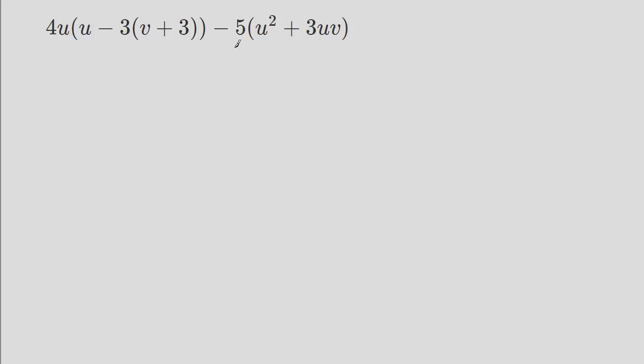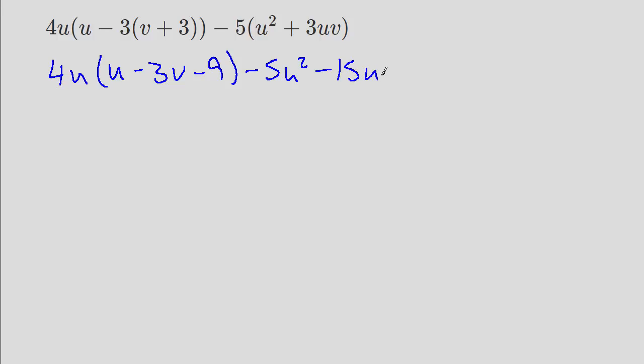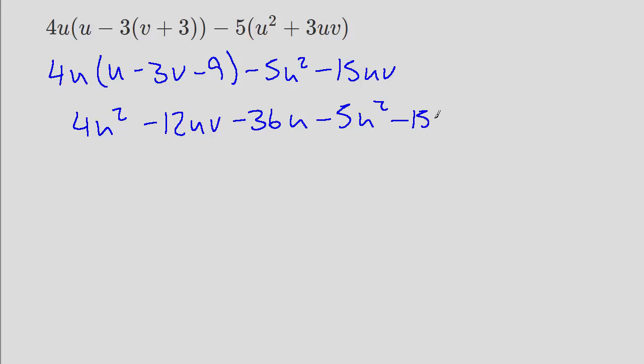So first of all, we're going to expand this bracket, and we may as well expand this one whilst we're at it. So we're going to get 4u outside u minus 3v minus 9. And we'll expand this bracket, so it's going to be minus 5u squared minus 15uv. Okay, so now we need to expand this bracket, so we're going to get 4u squared minus 12uv minus 36u minus 5u squared minus 15uv.